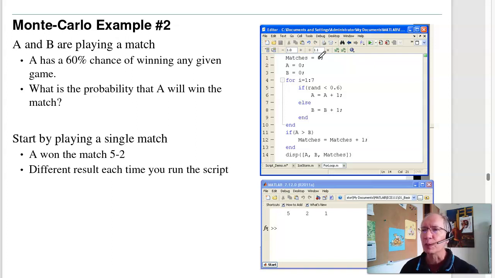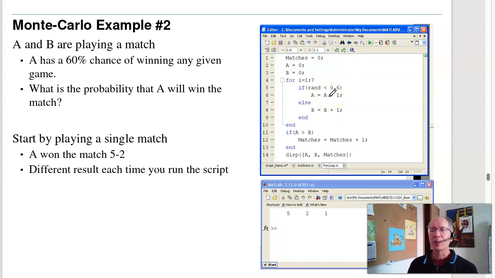That's a for loop. What it's going to do is start out where A is 0 and B is 0. That's how many games they've won. I'm going to play 7 games, and with 60% chance that A wins, A won the game. Otherwise, else, B won the game. After 7 games, I'll then check. If A is greater than B, A won the match. So if I do that, display A, display B, display matches, A won this match 5-2. If I run this over and over again, I'll get different answers. That's the result for each match.